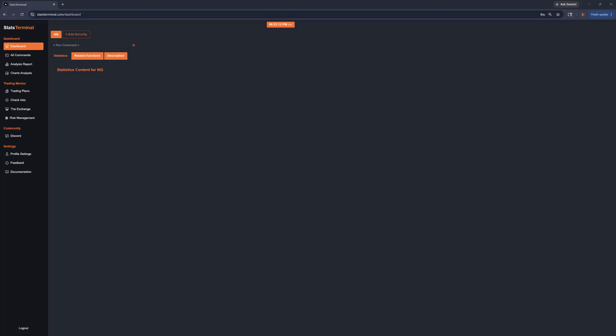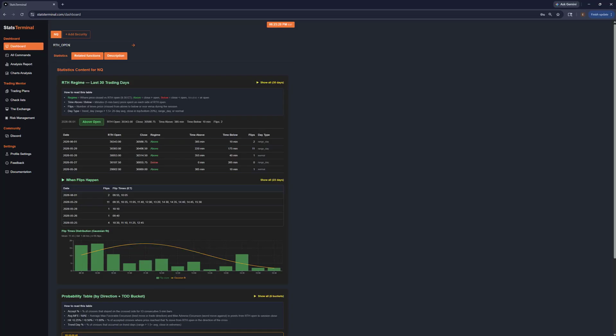Another stat that I like to look at is the RTH Open. So let's click on RTH and you get the autocomplete for RTH Open. Click enter. Here you get a distribution of when the open was crossed, at what time. I would always look at the 10 and the 10:30 to see if there is a possible reversal, and look for a trade if we close above or below the open.